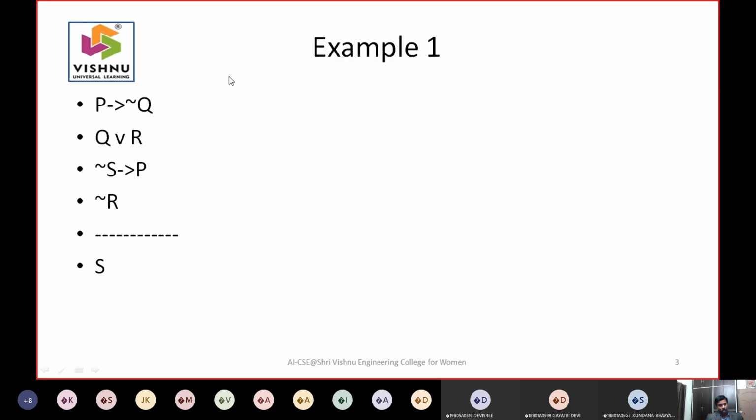Some problems I am taking from the textbook, some from your external examination. Some of them are already done in class. Since this class is more pertaining to revision, I have taken these simple problems, which many times they give for 8 marks.